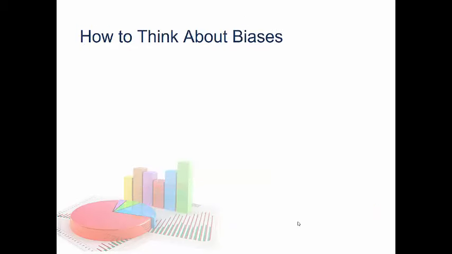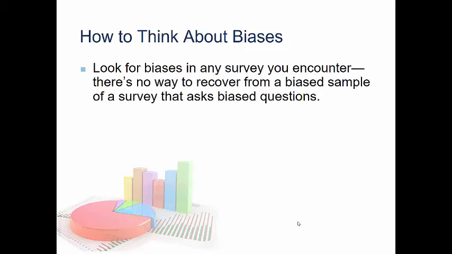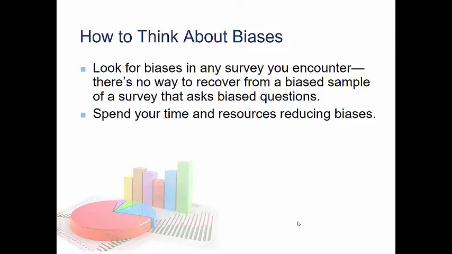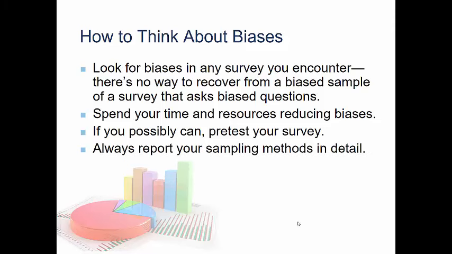And finally, some things to think about for bias. Look for bias in any survey you encounter, and if you get a biased sample, there's no way you can use it. Get a new one. Spend your time and resources reducing bias before you take your sample, and if possible, pre-test your survey. And always report your sampling methods in detail. On the AP test, they want to know how you're getting your sample.